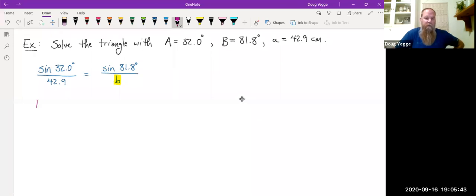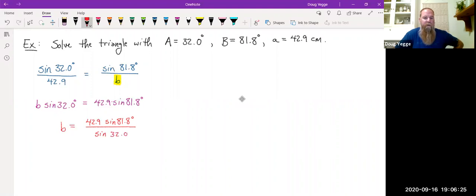So we could cross multiply, giving me that B times sine of 32.0 degrees is equal to 42.9 times sine of 81.8 degrees. And so at this point, if I want to solve for B, B is equal to the right side, which is 42.9 times sine of 81.8 degrees, divided by sine of 32.0 degrees. So just by using the formula that we derived earlier, we now can find what side B is by punching that into our calculator and finding out that side B is equal to approximately 80.1 centimeters.